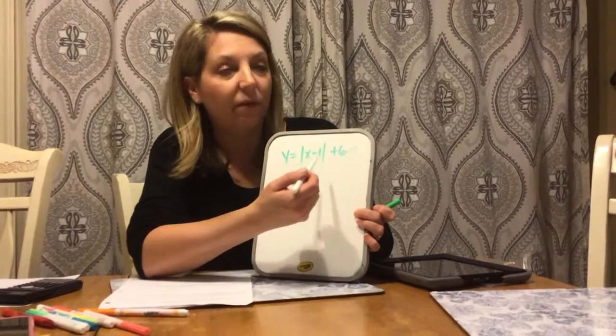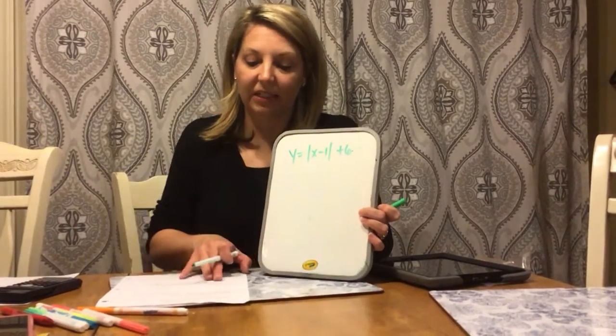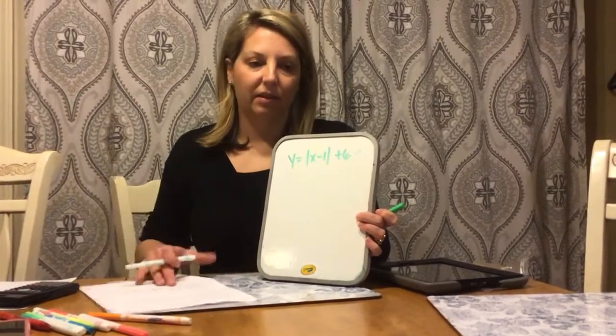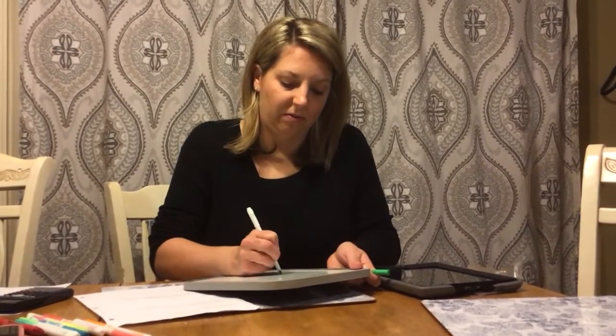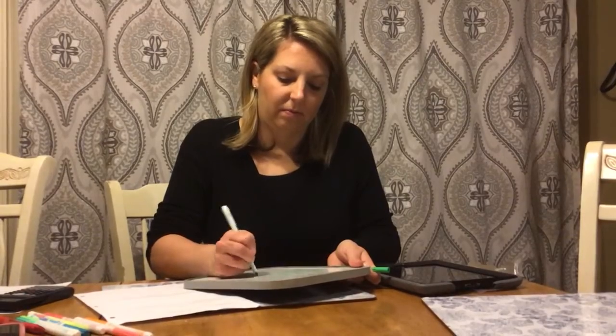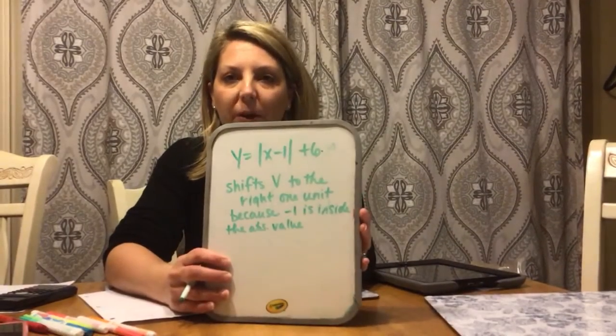Okay, so if the -1 is going to shift it right, you're going to say shifts V to the right 1 unit. And I would write because -1 is inside the absolute value. Okay, this is what I have so far.